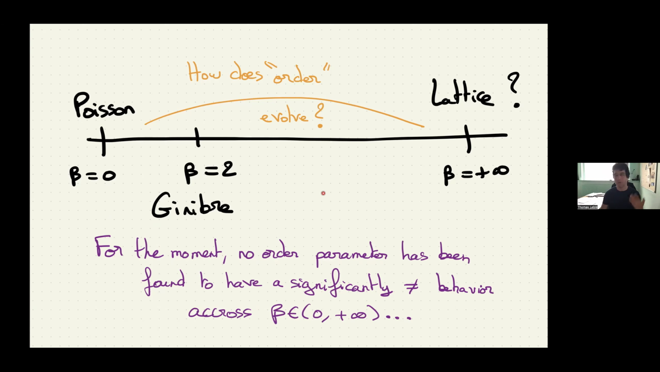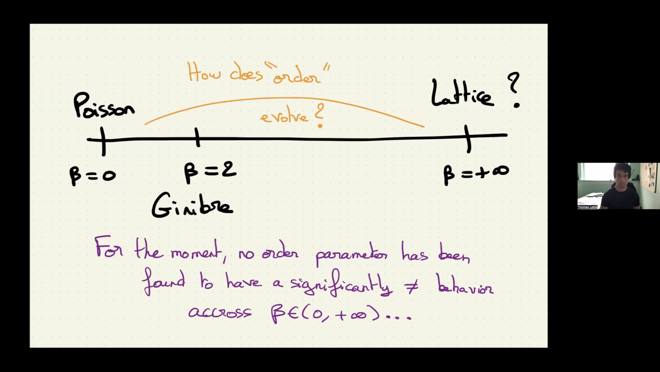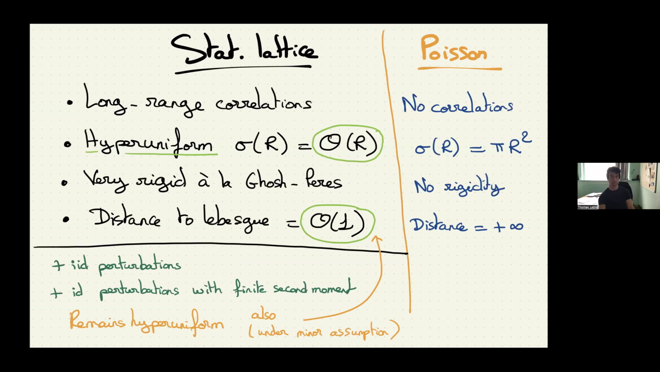And the fun part is that it seems that everywhere there is order. So in all the notions of order that I've introduced, they are all satisfied across the whole range of parameters, if you exclude, again, 0 here. So that's a little surprising. But that's also what makes the model interesting.